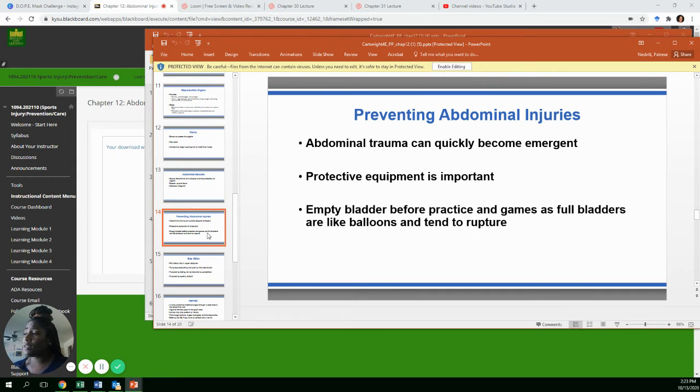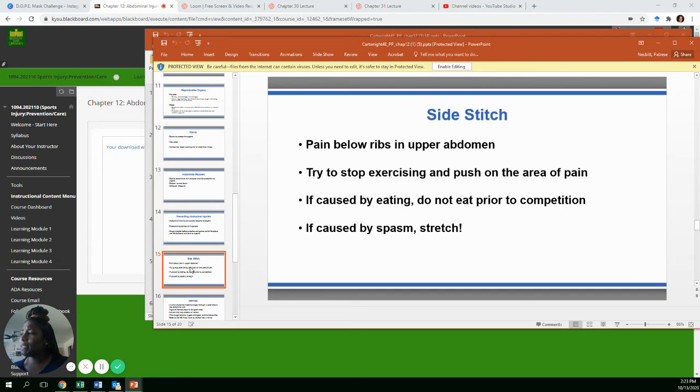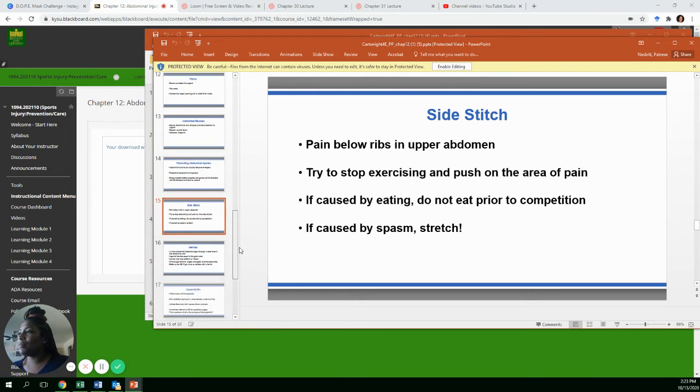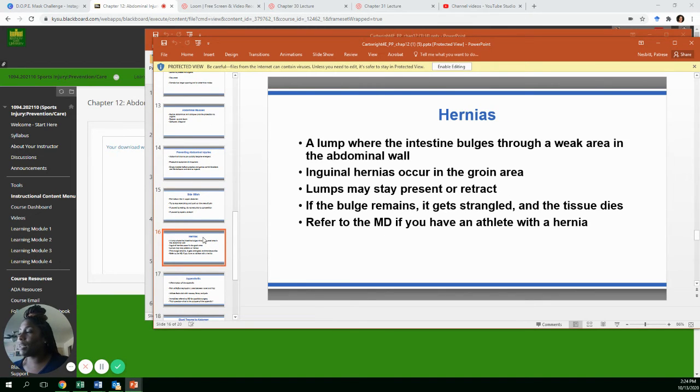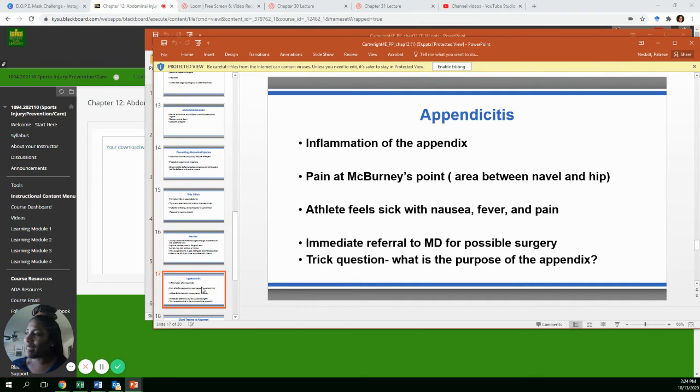Also, and this is something that's in your quiz, side stitch. Okay, knowing what a side stitch is, knowing how to treat it, knowing that there is no equipment in a side stitch in terms of prevention is concerned, and also knowing about a very important aspect in terms of injury, hernias. This is very important. And then we talked about appendicitis before.